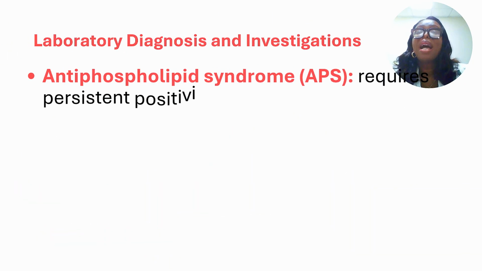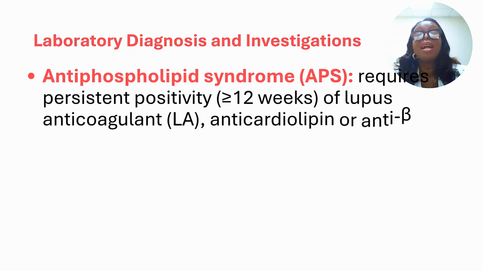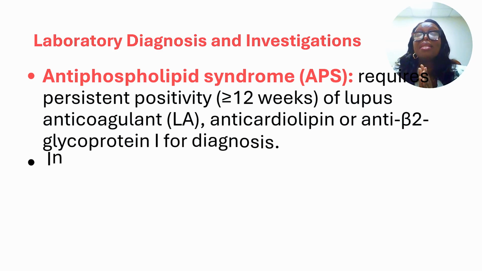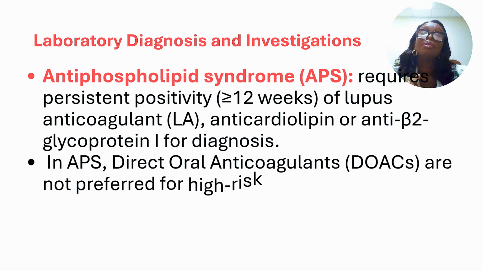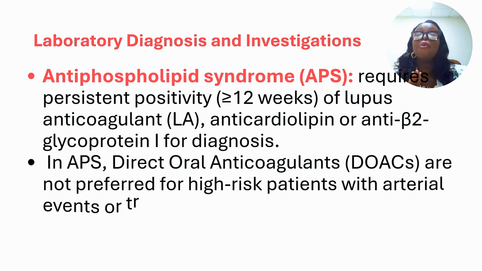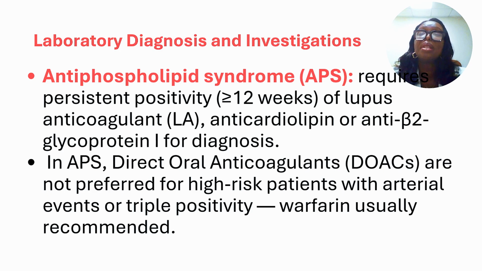Laboratory diagnosis of antiphospholipid syndrome. Antiphospholipid syndrome requires persistent testing for at least greater than 12 weeks of lupus anticoagulant, anticardiolipin, or anti-beta-2 glycoprotein 1 for diagnosis. In antiphospholipid syndrome, direct oral anticoagulants are not preferred for high-risk patients with arterial events or triple positivity, and warfarin is usually recommended.